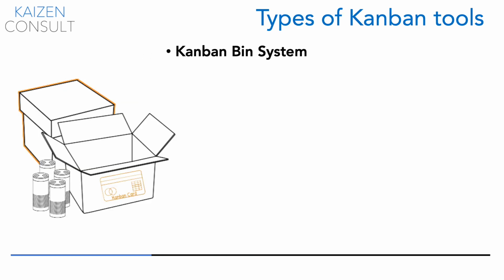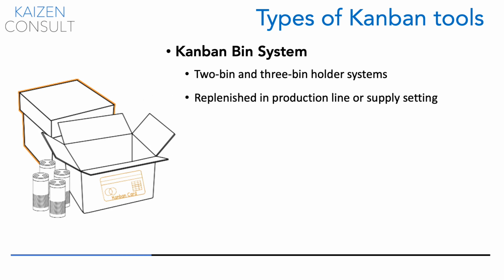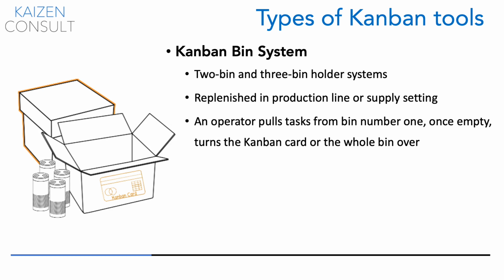On top of the card, we have 3 main Kanban tools. First, the Kanban bin system. It works with a 2-bin or 3-bin holder system, mostly used to track inventory. The items are replenished in a production line or supply setting. An operator pulls tasks from bin number 1 and once empty turns the Kanban card or the whole bin, should the card be permanently fixed, over.